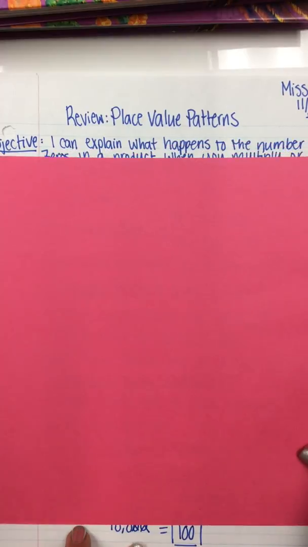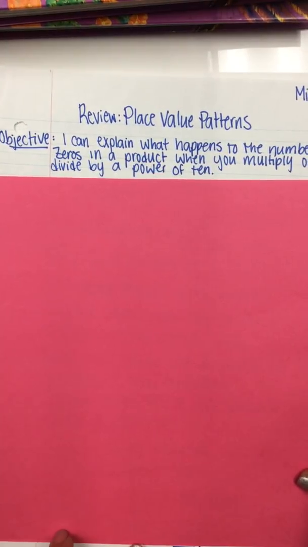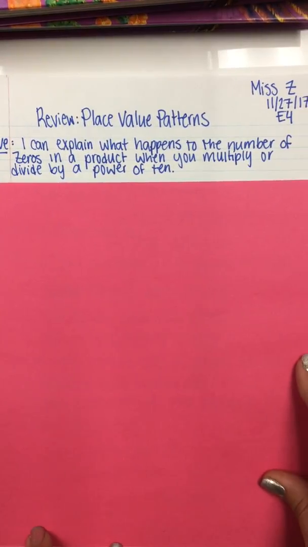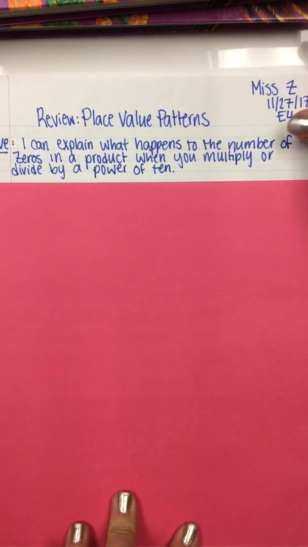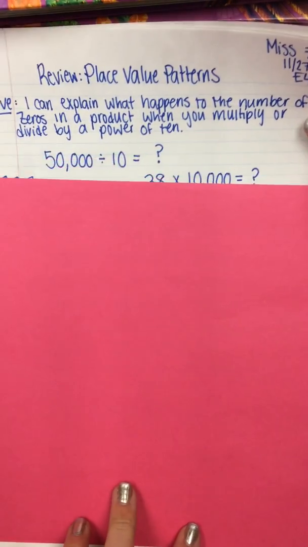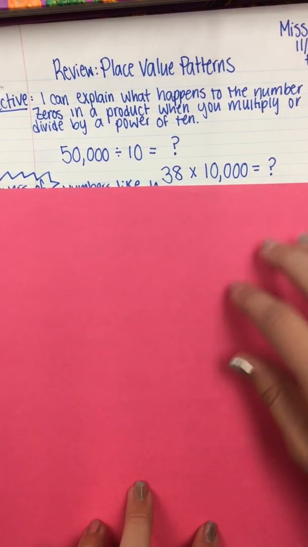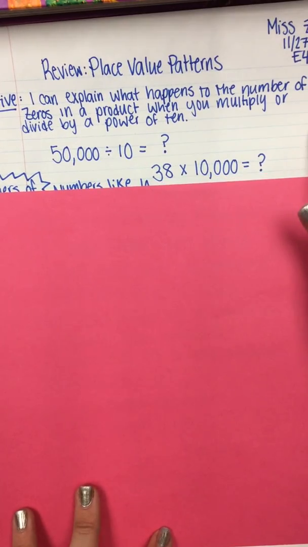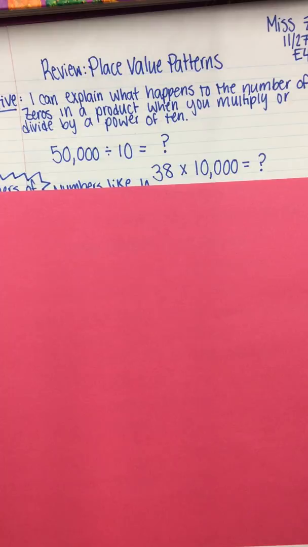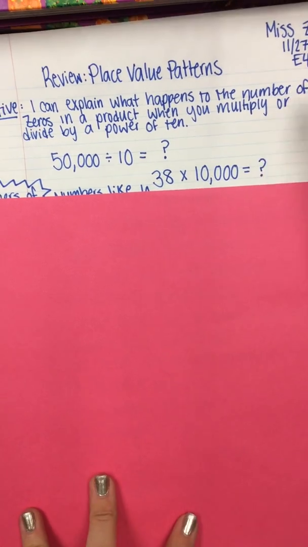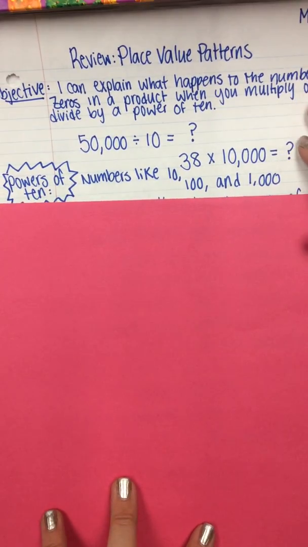Our objective is, I can explain what happens to the number of zeros in a product when you multiply or divide by a power of 10. And so what this means is if we have numbers like 50,000 divided by 10 or 38 times 10,000, how can we easily find the answer, let's say if we don't have pencils and paper to do it? We can look for patterns.